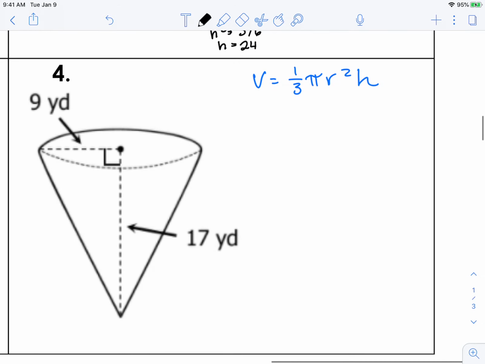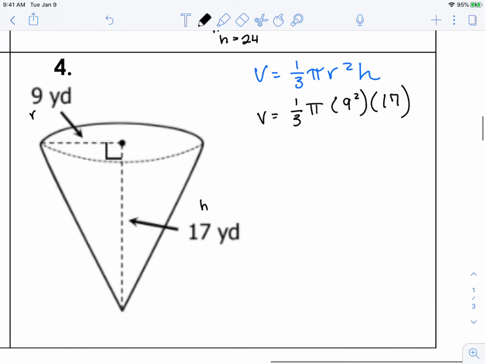Okay, number 4, so moving on to cones. Okay, so our equation is 1/3 pi r squared times the height. This is the radius, this is the height, and just plug it in, y'all. So 1/3 pi times 9 squared times 17. And you get, in terms of pi, 459 pi. As a decimal, it's about 1,441.99 yards cubed.